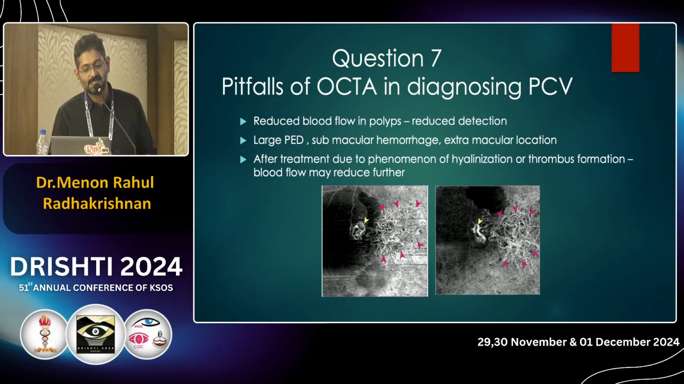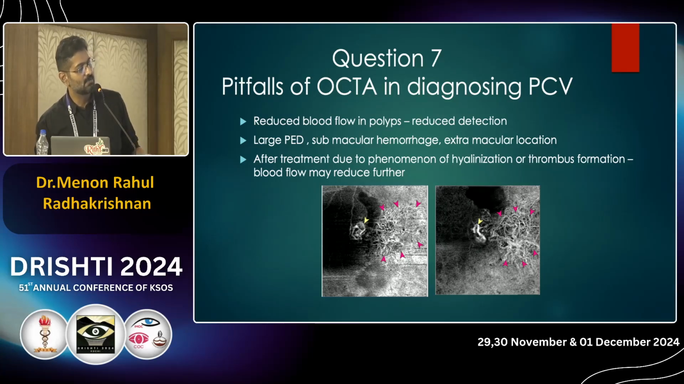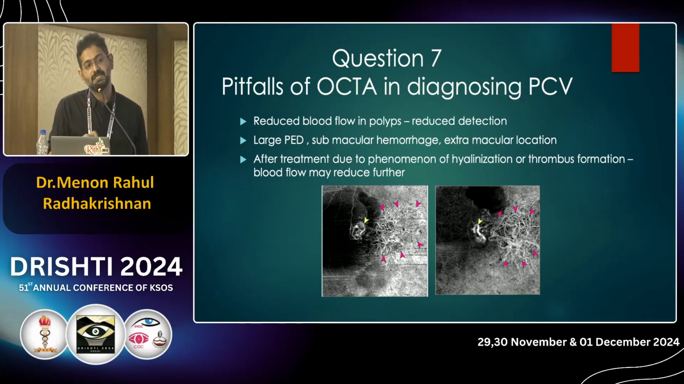Now, also, when a treatment-naive case comes to you, it is easier to pick up these findings. But many times in the clinics, you might see a patient who has probably been diagnosed with CNVM somewhere else and treated with a few injections elsewhere. What happens after treatment is a phenomenon called hyalinization, or thrombus formation. This branching vascular network and the vessels over here get hyalinized, so the blood flow reduces even further. So picking up such cases on OCTA becomes a little challenging.